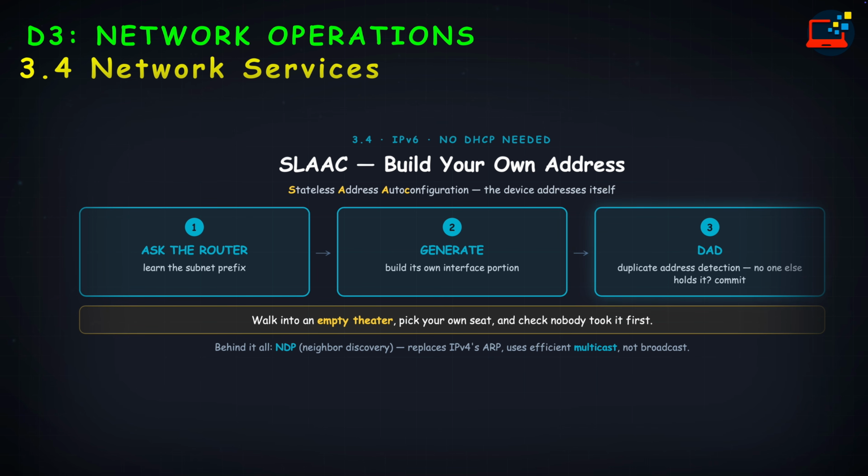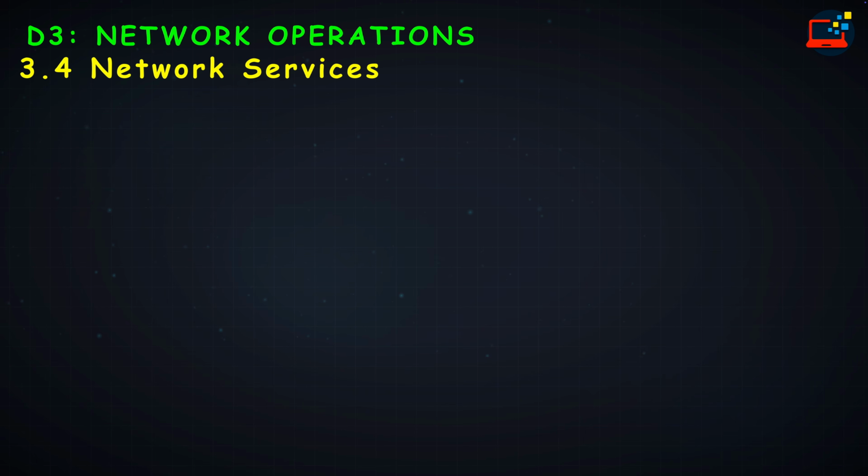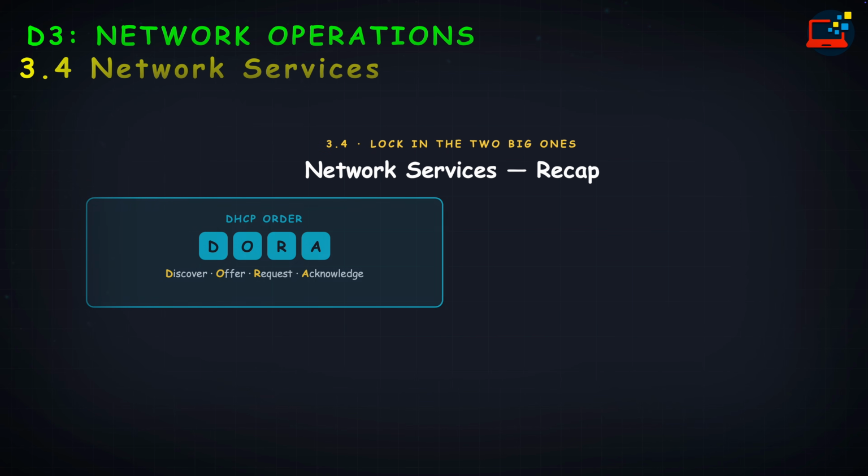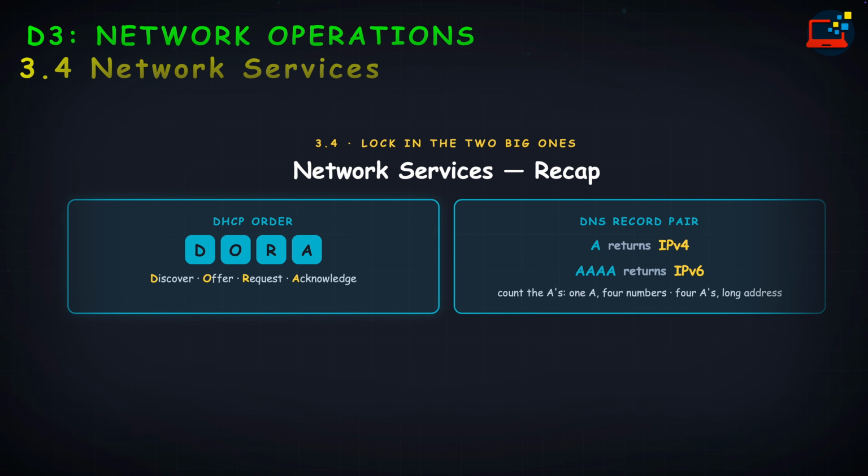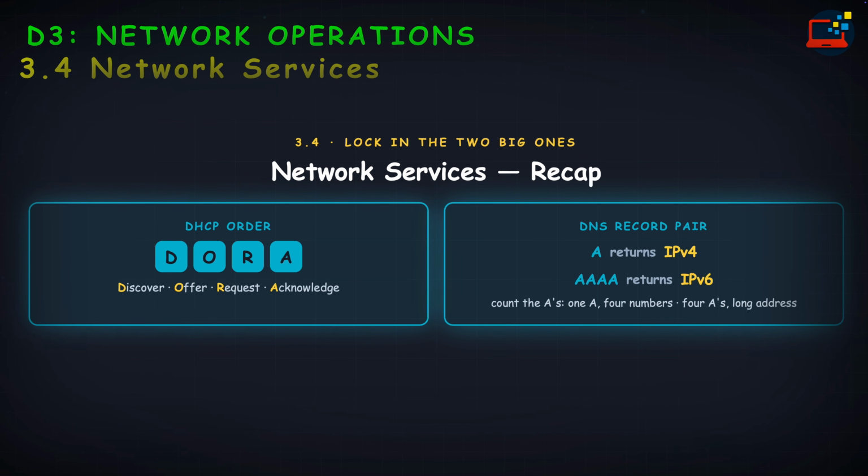The protocol behind all this is NDP, Neighbor Discovery, which replaces IPv4's ARP and uses efficient multicast instead of broadcast. That wraps 3.4. The two highest value items are the DORA order, discover, offer, request, acknowledge, and the DNS record set, especially that an A record returns IPv4 and a quad A returns IPv6.